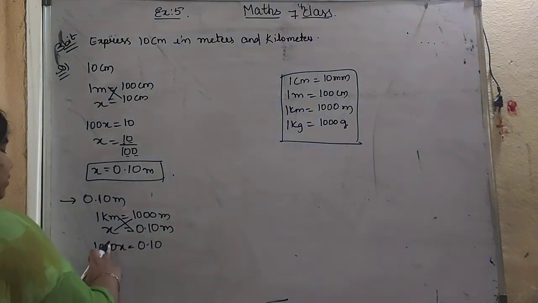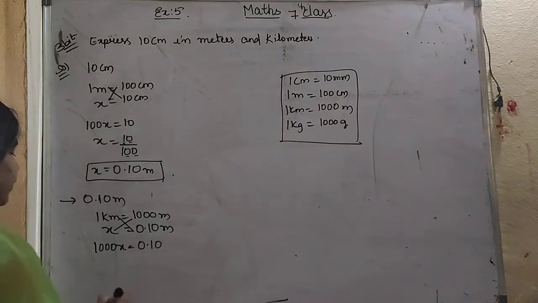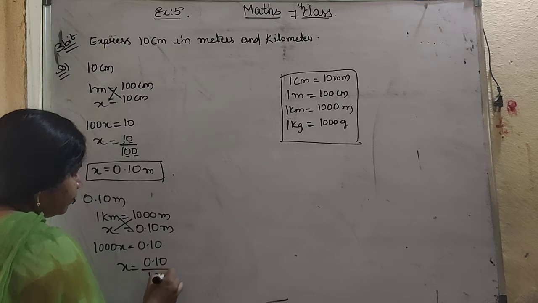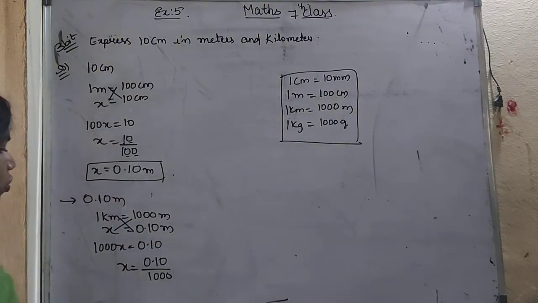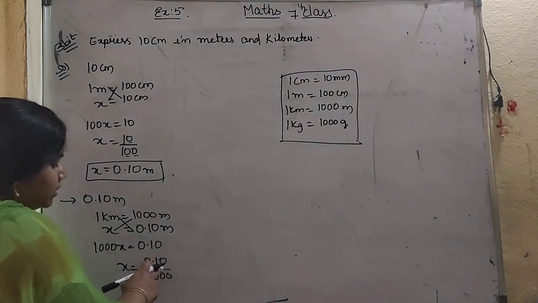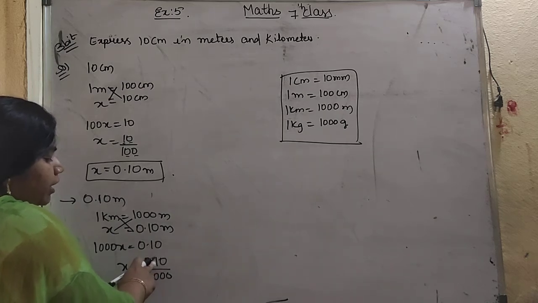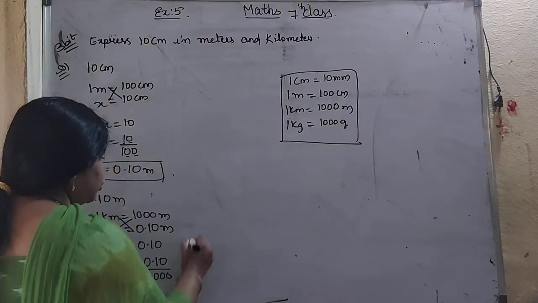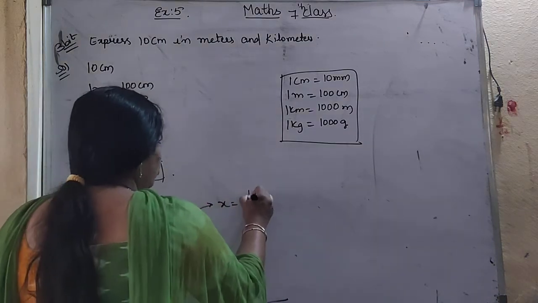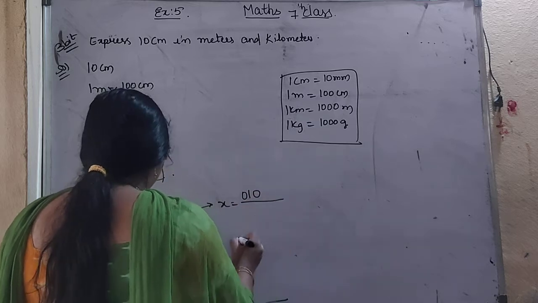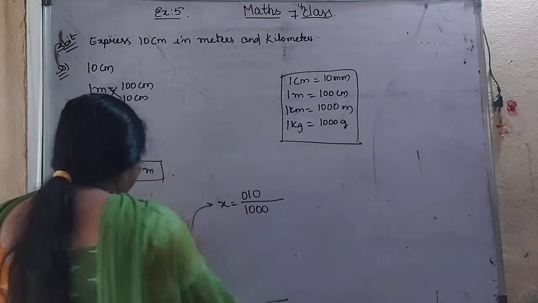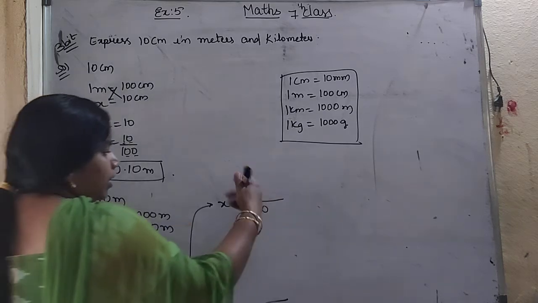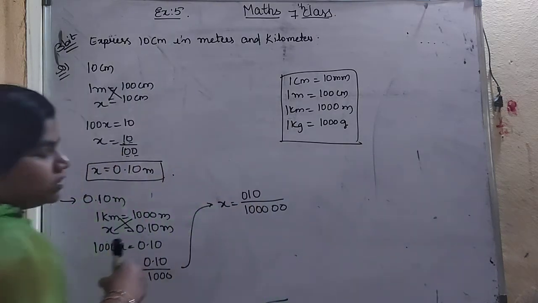Now send this 1000 to the other side. That will become division. So x will be equal to 0.10 by 1000. After the point you are having 2 digits. So if you want to remove this point, we have to place 2 zeros in the denominator. So x is equal to 10 by 1000 plus 2 more zeros, since after the point you are having 2 digits. So if you remove this point, in the denominator we have to place 2 more zeros.